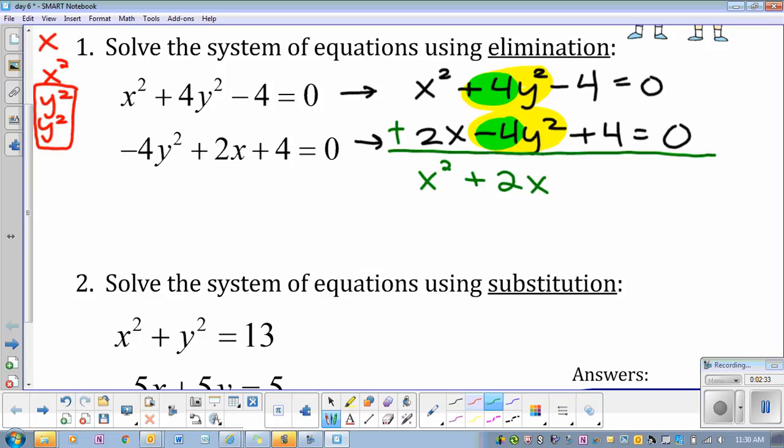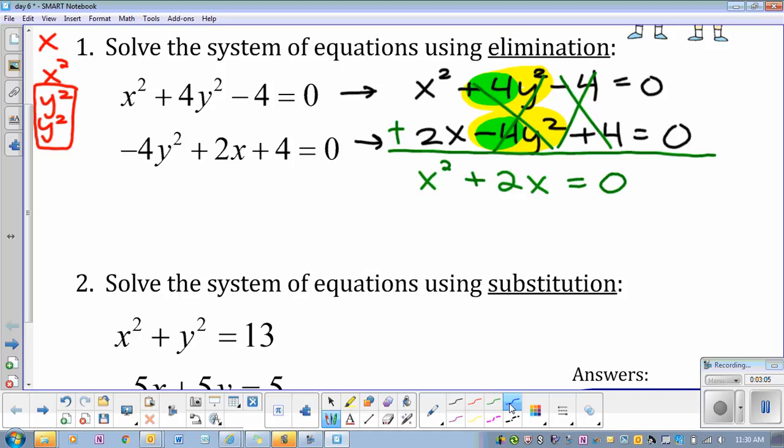Okay. And then 4y squared plus a negative 4y squared, well, no, that's eliminated, right? And then negative 4 plus 4 gives me what? 0. So well, then that goes away. And then equals, well, 0, right? 0 plus 0 is 0, right? So then now look at this. x squared plus 2x equals 0. Well, then I can factor this. I don't have a 3, so this is not an AM trinomial situation.